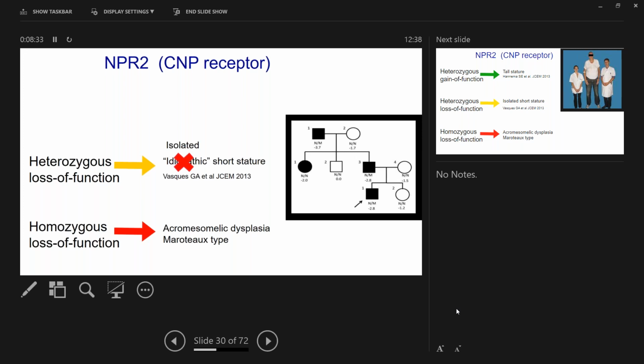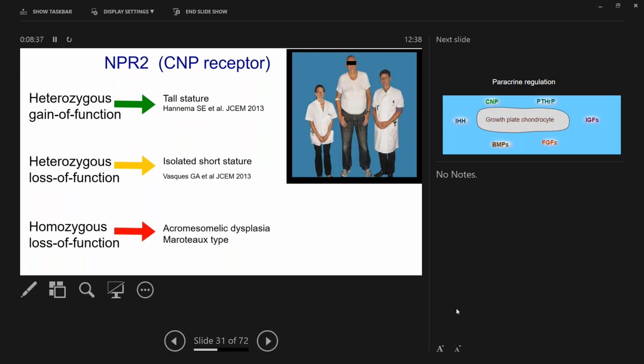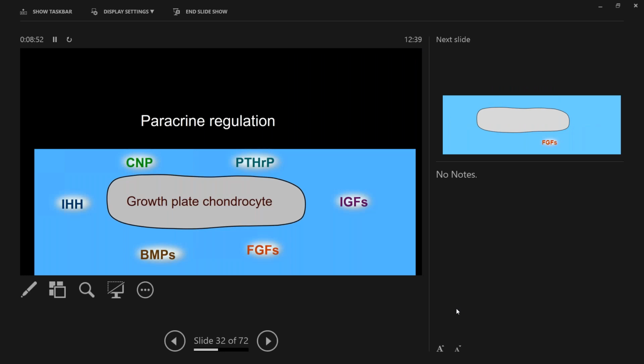Interestingly, these are loss of function mutations. If you have gain of function mutations, which is of course rare, then you get tall stature, as recently shown by some Dutch pediatric endocrinologists. Okay, so that's NPR2.